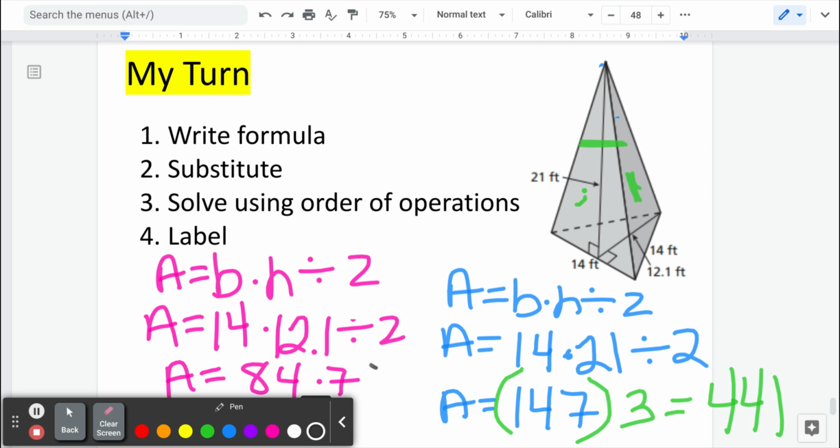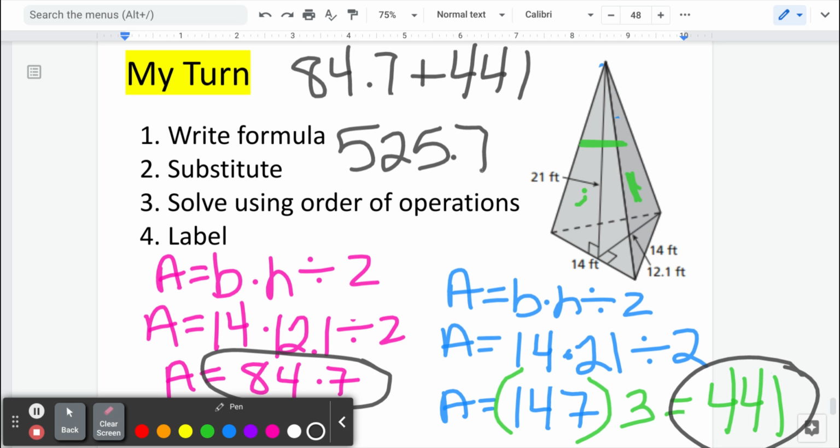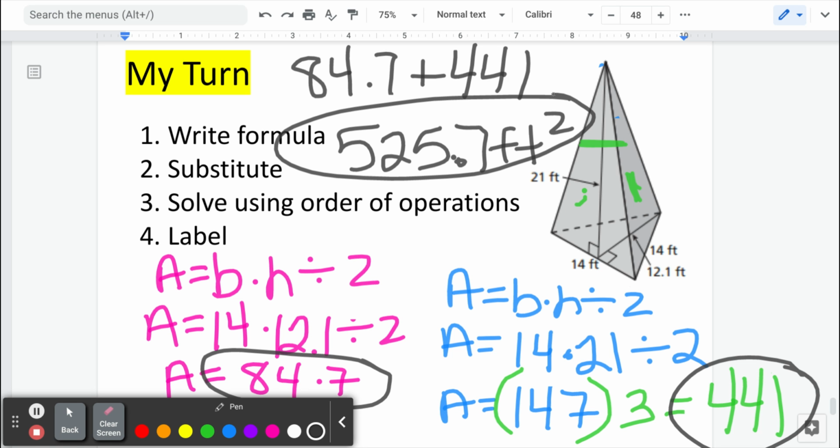Now what I want to do is I want to take my bottom triangle and my 3 sides and add them together, giving me an answer of 525.7 feet squared. So triangular pyramids, just like triangular prisms, don't come with a nice formula because the heights and bases can all be different. So we have to break them down.